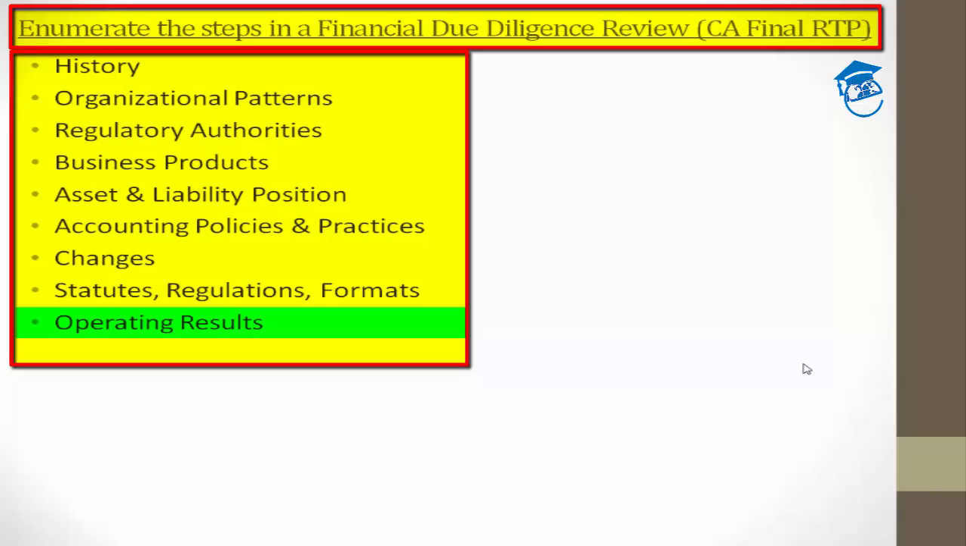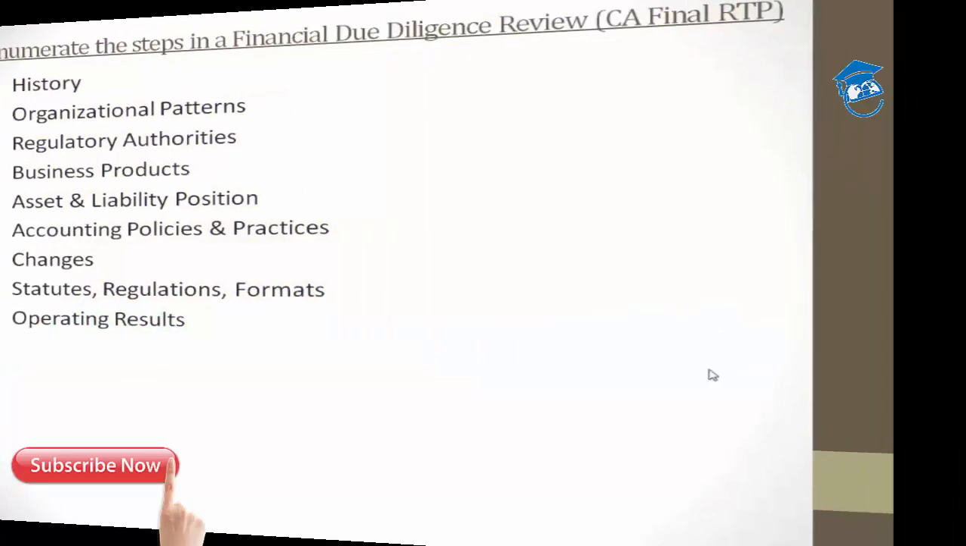You need to understand the history and in what way organizational patterns are made. You need to check the regulatory authorities, the business products, the asset and liability positions, the changes in policies and practices, and the operating results. All these things will be covered under the steps of financial due diligence review. I hope I was able to make this clear with each example. Shall we proceed further, guys?